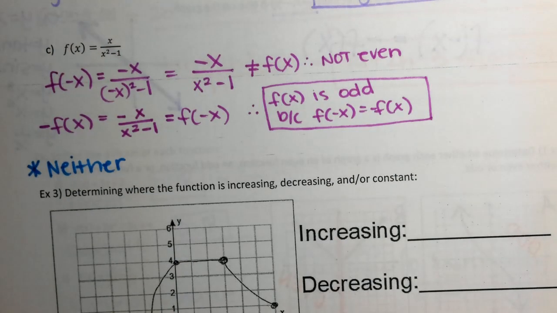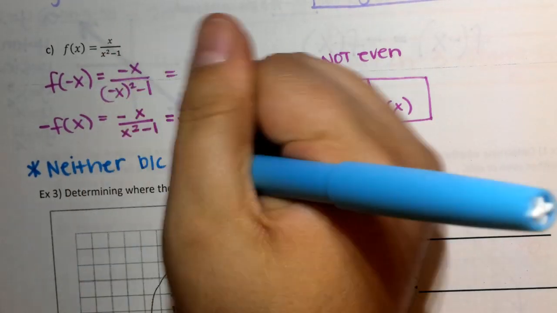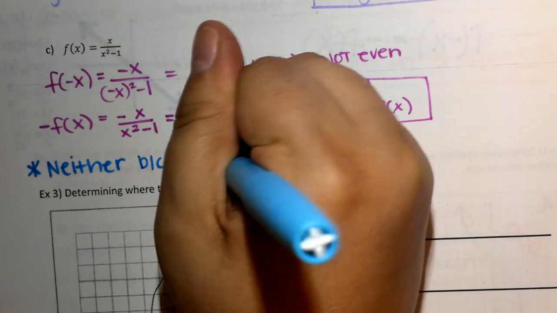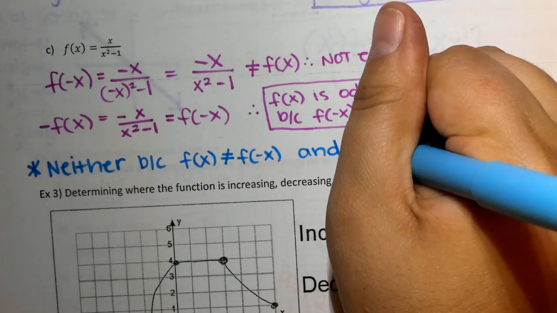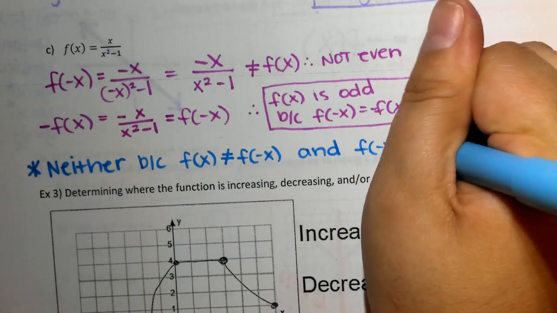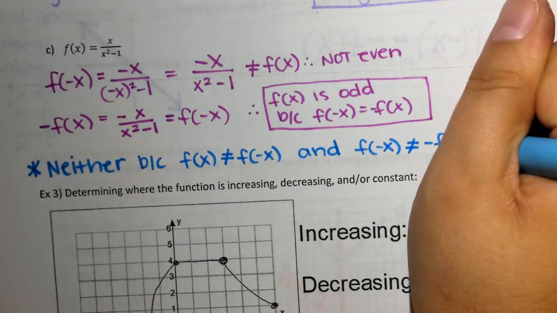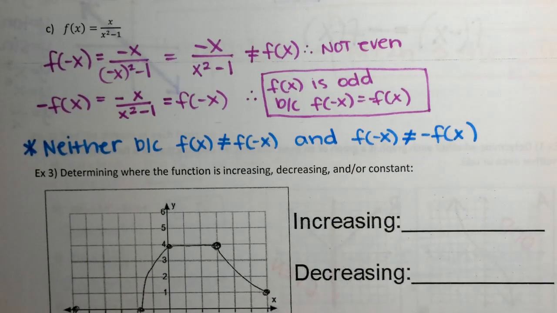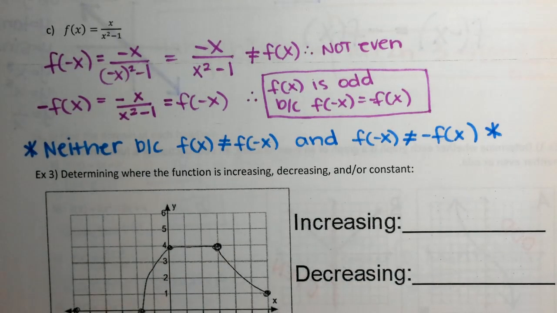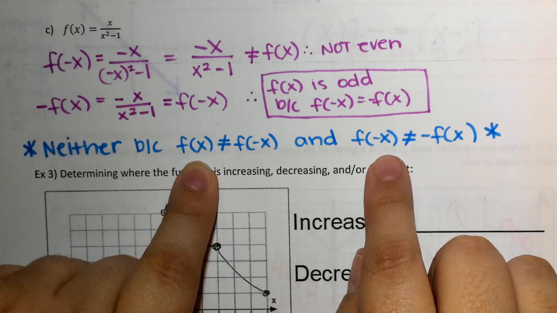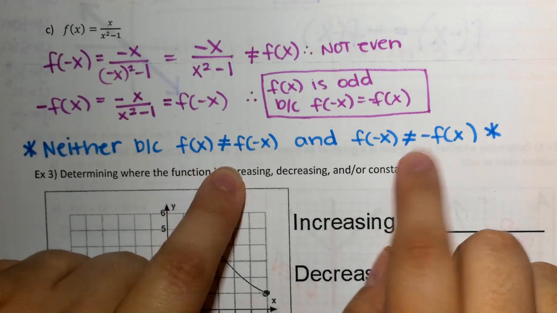If you're writing neither, your reasoning would be neither because f of x does not equal f of negative x and f of negative x does not equal f of x. This would be your reasoning for neither. You have to separate them. I have a lot of y'all who try to tell me f of x does not equal f of negative x does not equal negative f of x. You need to separate your reasoning for odd and your reasoning for even.